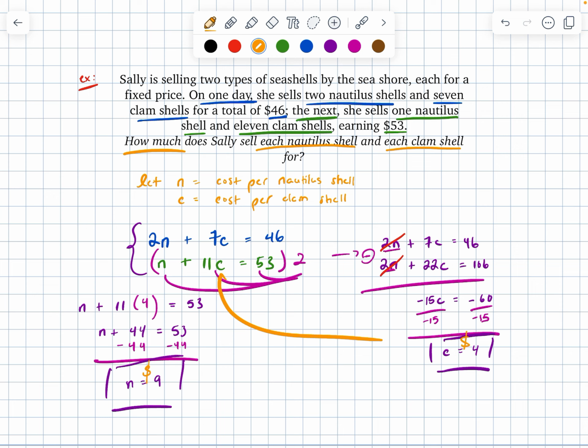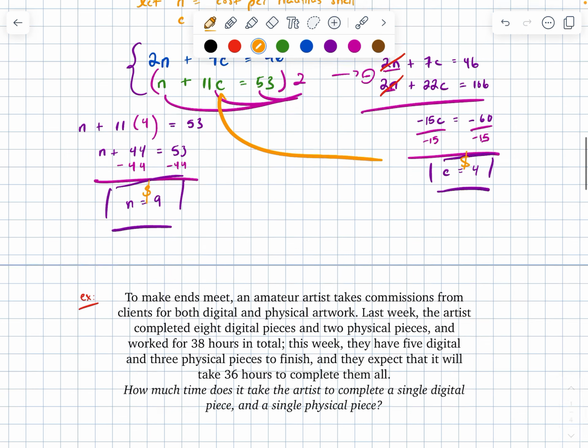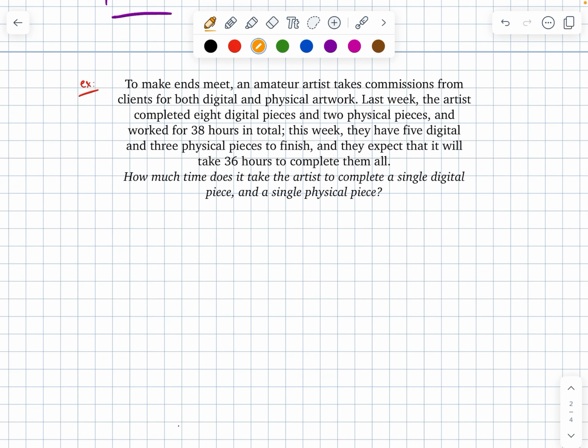Of course, I was talking about cost. So as long as I've got those dollar signs there, I'm happy. Cool. $9 per Nautilus, $4 for clam. Let's do one more like this, and then I'll show you one more form that systems of equations word problems often take.